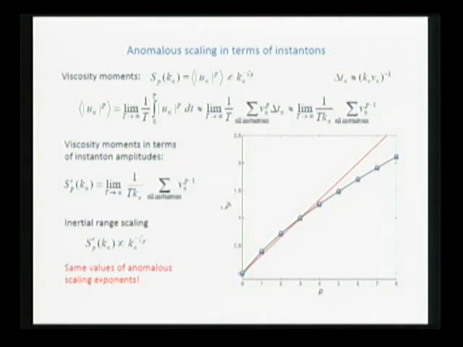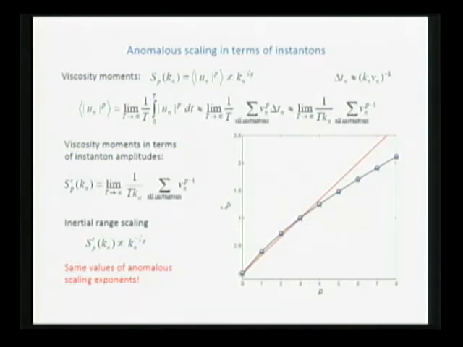Now we can try to recover velocity moments. We have velocity moments which scale with these anomalous exponents, and we can try to find them in terms of maxima. A velocity moment is an integral: you have to average the moment over time, and the main contribution to the integral is given by the maxima. It's kind of logical to assume. So you can rewrite this integral approximately as a sum of the maxima, and finally we have a new definition of the velocity moments in terms of sums of the maxima.